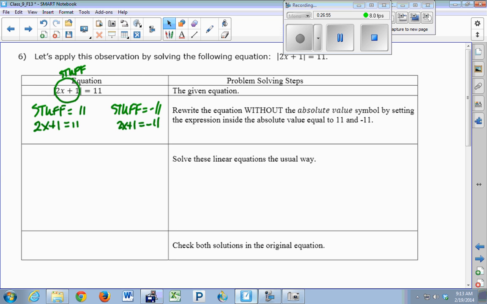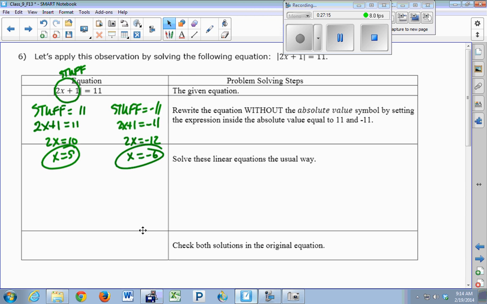And now these are two baby linear equations. You're all set to solve them. You subtract 1 from each side. 2x equals 10. x is 5. Life is beautiful when they're this nice and easy. Subtract 1 from both sides. 2x equals negative 12. x equals negative 6.